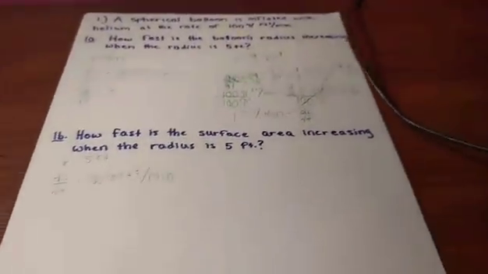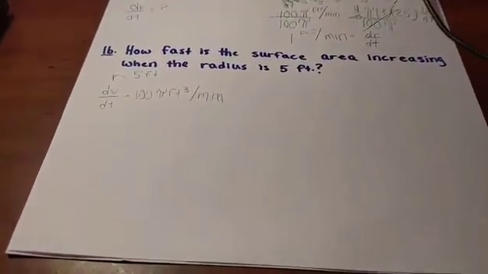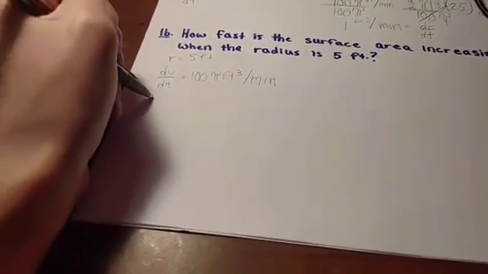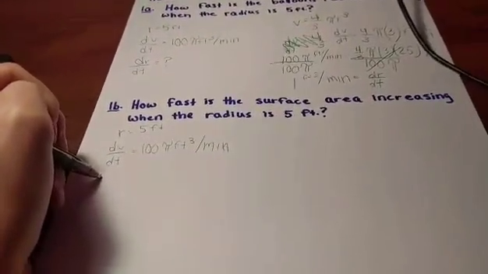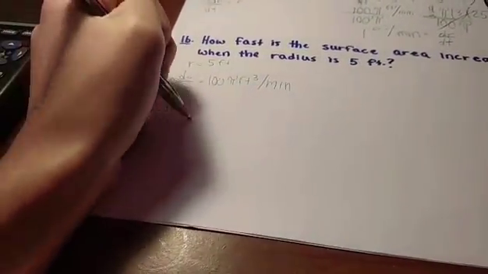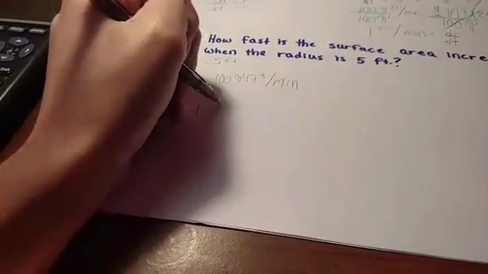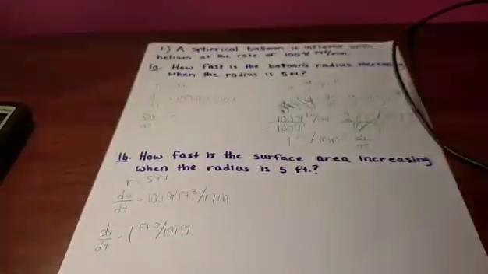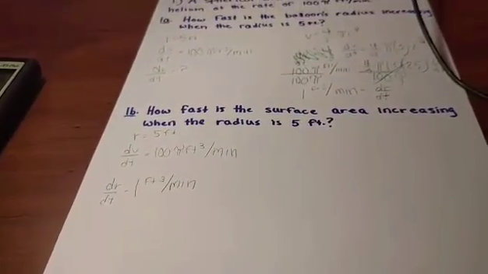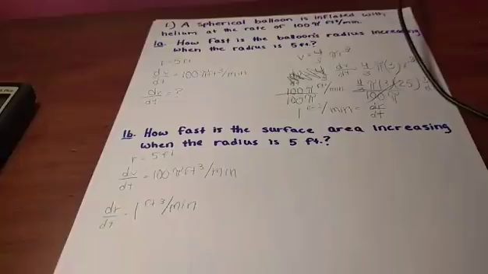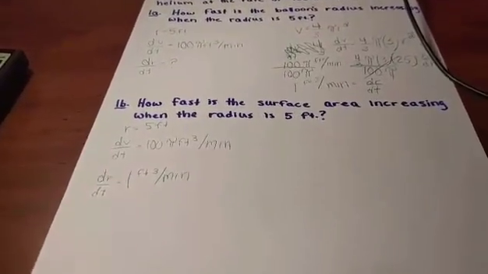I'm just writing down everything we know. We might not end up using it. It depends on the equation that we need to use for surface area. We now know dr dt because we just solved for that. dr dt is simply 1 foot cubed per minute. And now we need the equation for surface area, which is 4 pi r squared. You should know that.